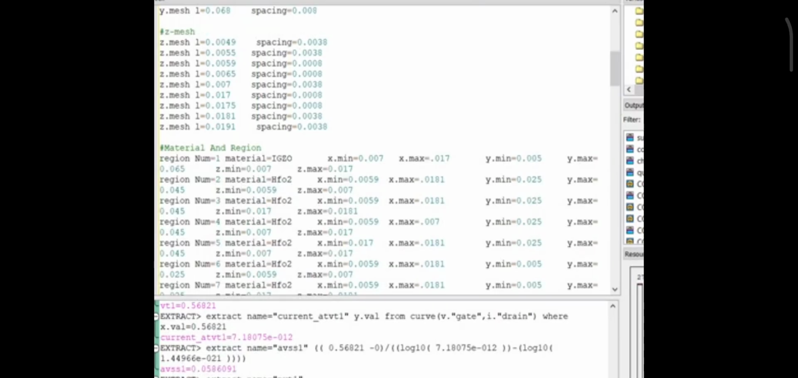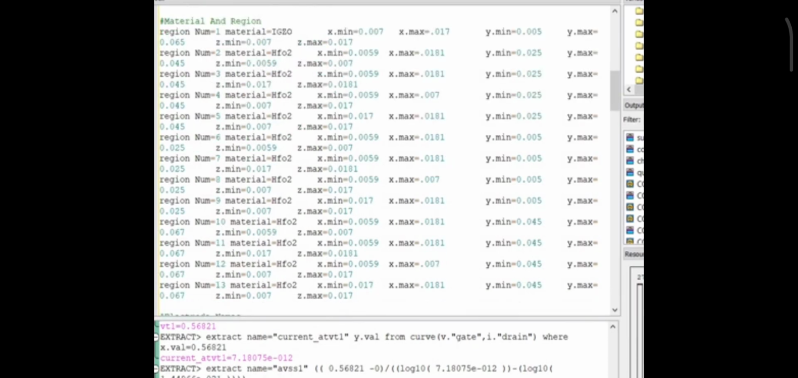Next is the Z meshing. For making a 3D structure, I have introduced Z meshing. Z meshing is the same, starting from 4.99 nanometer and going up to 19.1 nanometer with the same spacing, 3.8 nanometer.